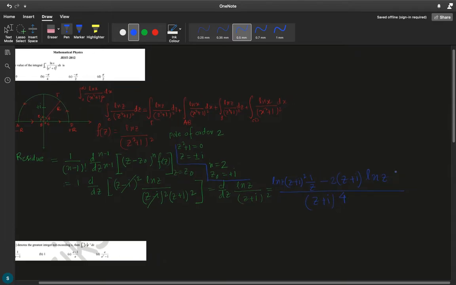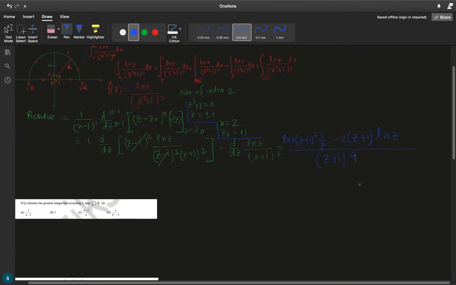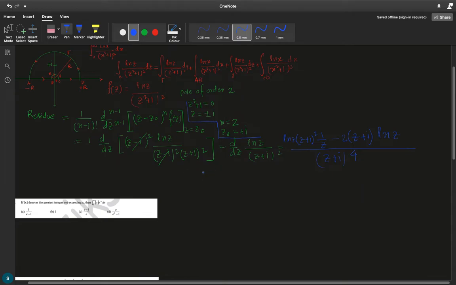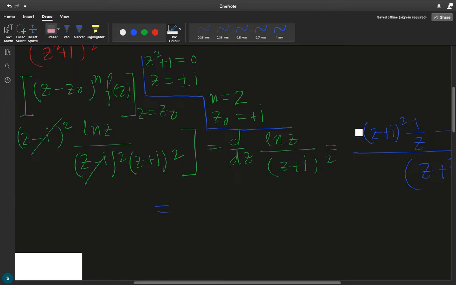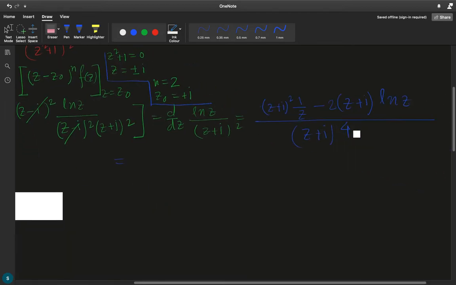Now if I want to find this value, tell me, what will be the value? Sorry, there will not be any ln z here, it will be z square plus 1, and this z should not be here. Yeah, I was wrong. So this is the value.